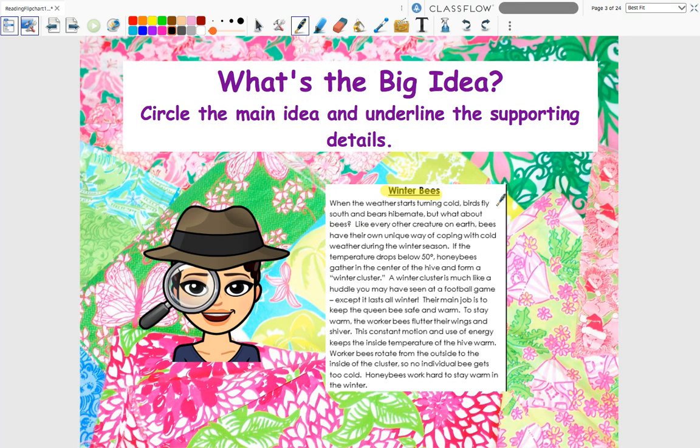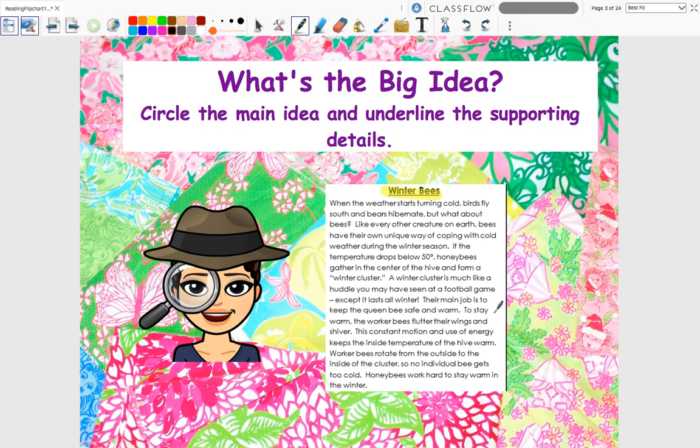When the weather starts turning cold, birds fly south and bears hibernate. But what about bees? Like every other creature on Earth, bees have their own unique way of coping with cold weather during the winter season. If the temperature drops below 50 degrees, bees gather in the center of the hive and form a winter cluster. A winter cluster is much like a huddle you may have seen at a football game, except it lasts all winter. Their main job is to keep the queen bee safe and warm.